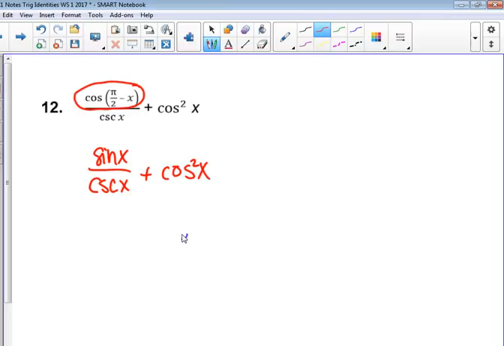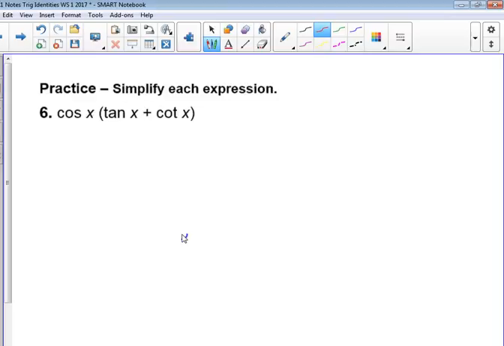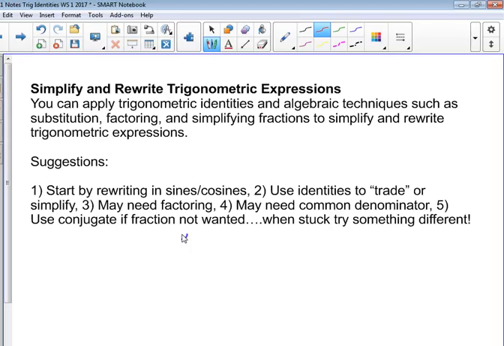Now, before I finish this question, let's go back and look at the top of this page. It said these are called simplifying or rewriting trig expressions. They want you to simplify them down using trig exchanges and algebraic techniques like substitution, factoring, simplifying fractions. So here are some suggestions from me. It helps sometimes, not always, to rewrite things with only the words sine and cosine. So when you see cosecant, you replace it with 1 over sine. You look on that blue sheet for all those identities or trades you can use.